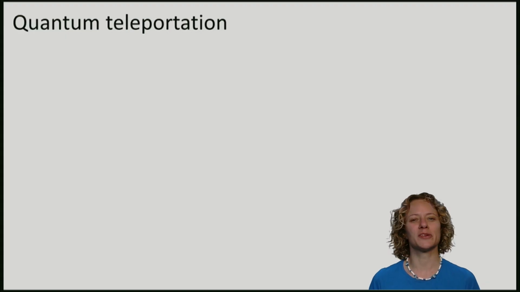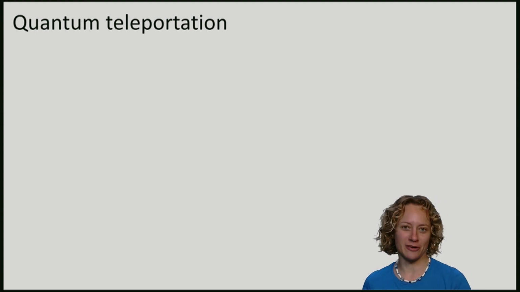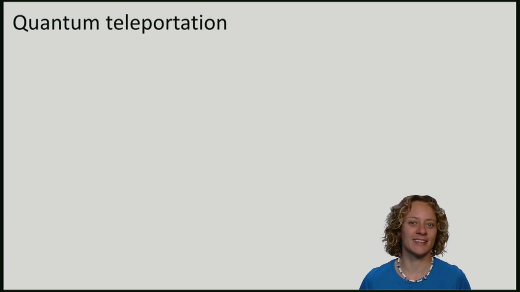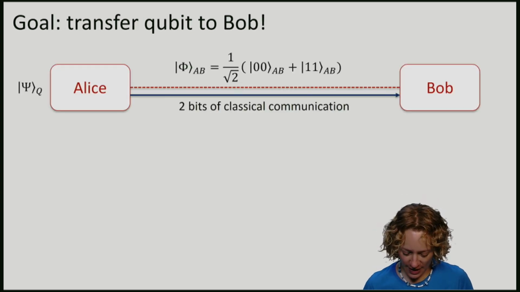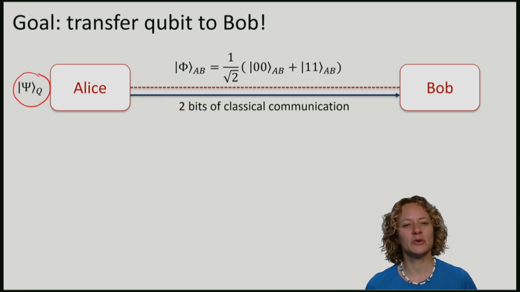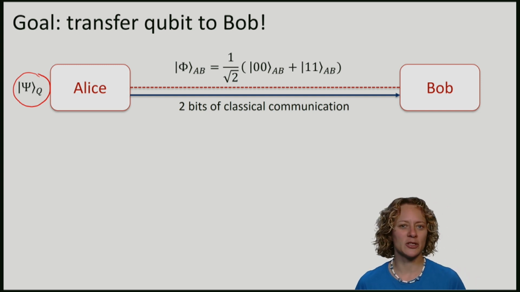So what is quantum teleportation? Let's imagine again our favorite protagonists, Alice and Bob. Alice has a qubit in the state psi, which she wants to send to Bob. Unfortunately for them, there's no quantum communication channel between them. So how is there any hope of getting the qubit psi over to Bob?